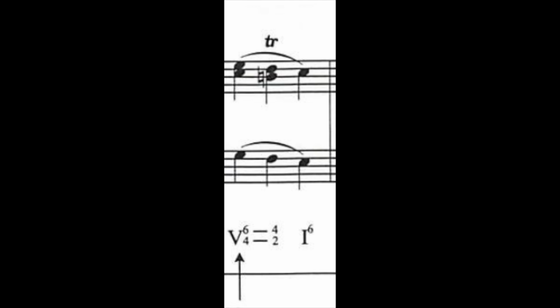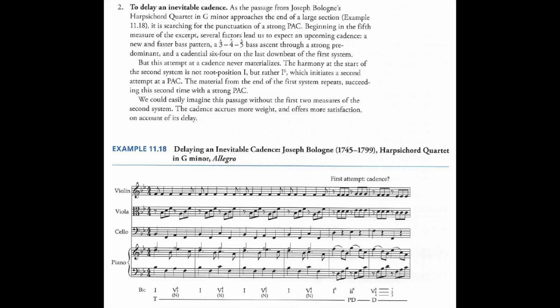That's a contrapuntal cadence when it doesn't go to do. It's gone 5-6-4 to 5-4-2 to 1-6. An incomplete, weaker cadence. And the other way it can be done is to delay an inevitable cadence.